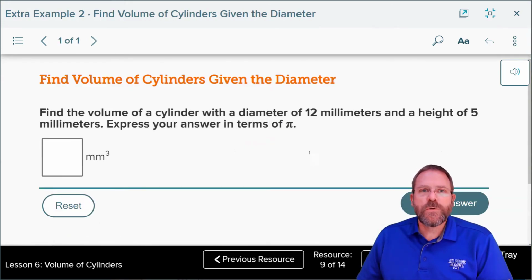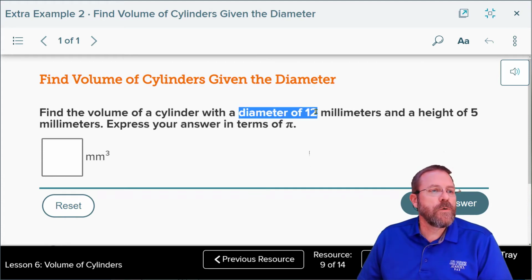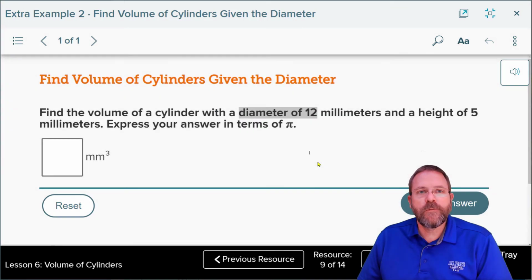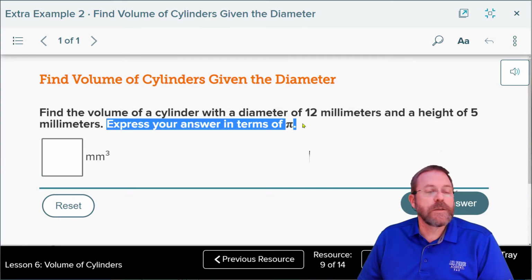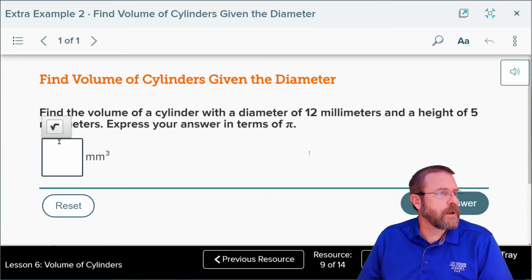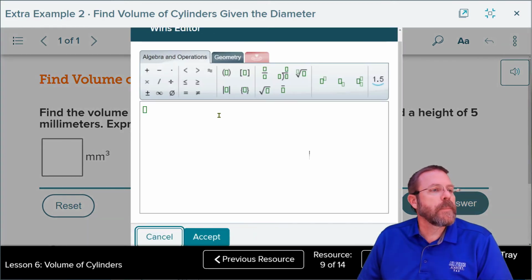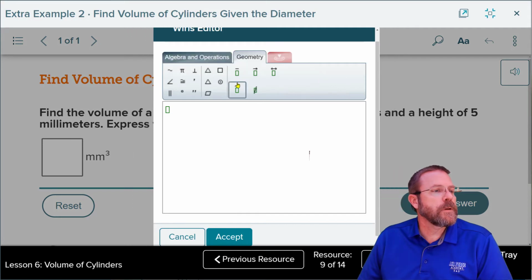Now, once again, it's your turn. Pause the video and work this problem. Make sure you note that you have a diameter that they're giving you here when you're working the problem, and also note that it does say to express your answer in terms of pi, which is going to be really interesting in how they're going to have you do that because there's no pi. Here we go. Right there. There's your terms of pi. Get on it.